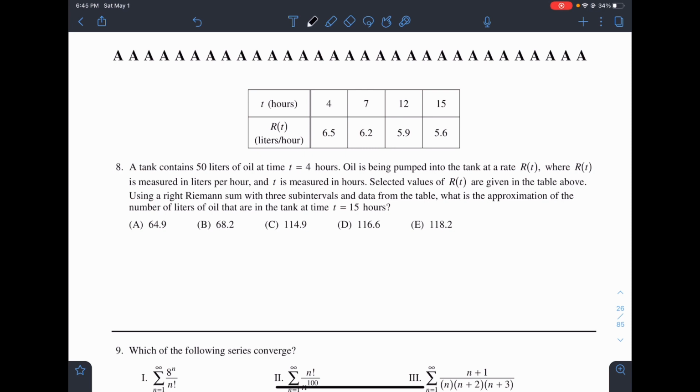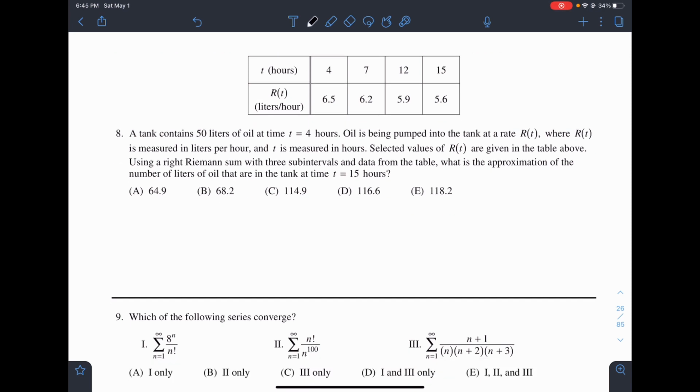So we're going to set the Riemann sum up. RHS, right-hand sum, from the problem, the right Riemann sum, equals 6.2 times (7 minus 4) plus 5.9 times (12 minus 7) plus 5.6 times (15 minus 12). I'll let you do this work, but this will equal 64.9.